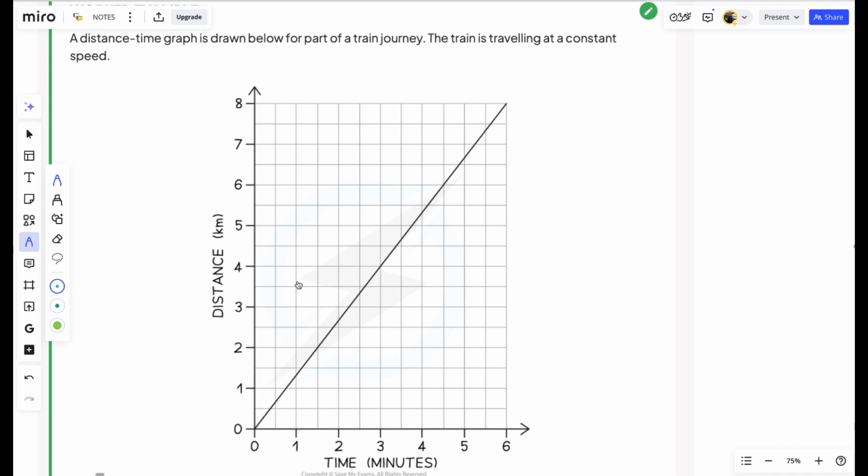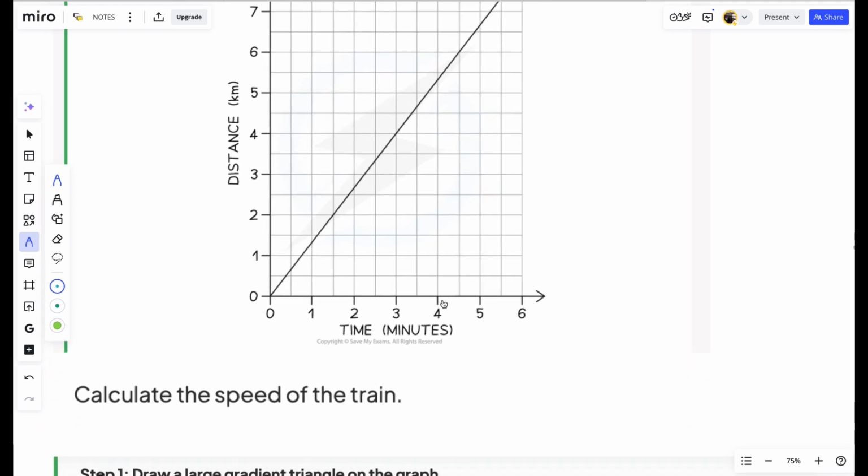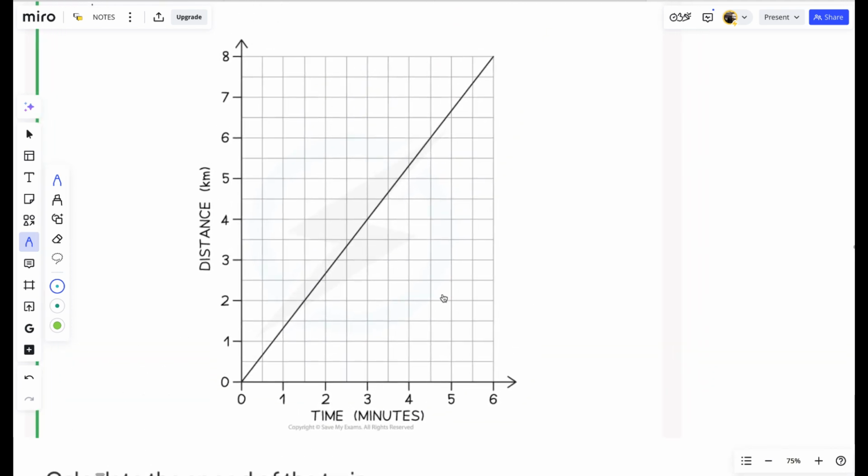When we have a line curved like this, it's a deceleration, moving at a decreasing speed. When we have a line curved this way, it's an acceleration. Now the question is: calculate the speed of the train. If you want to calculate speed, we can simply look at the gradient. This is a constant speed. To calculate the speed in a distance-time graph, we find the gradient.